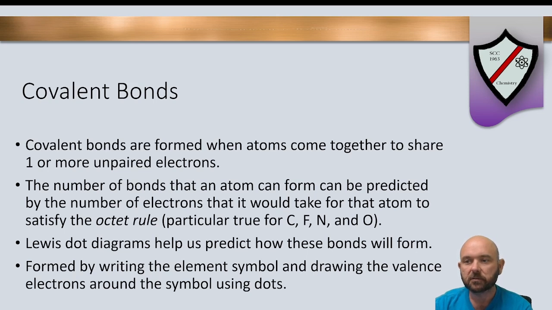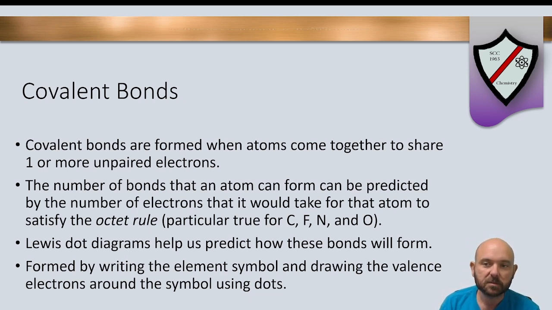On this slide, we have some information about covalent bonds. We've learned some of this already, but as a review, we're going to remember that covalent bonds are formed when atoms come together to share one or more unpaired electrons. The number of bonds that an atom can form can be predicted by the number of electrons that it would take for that atom to satisfy what we call the octet rule. And if we remember, the octet rule says that atoms bond and gain electrons in order to try to achieve that stable noble gas configuration of having 8 valence electrons.